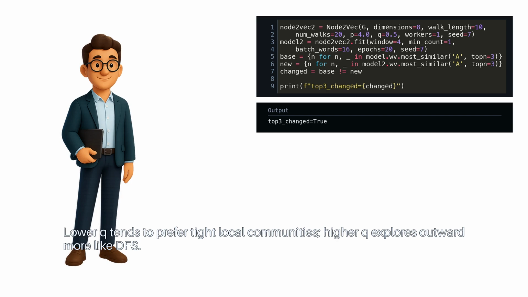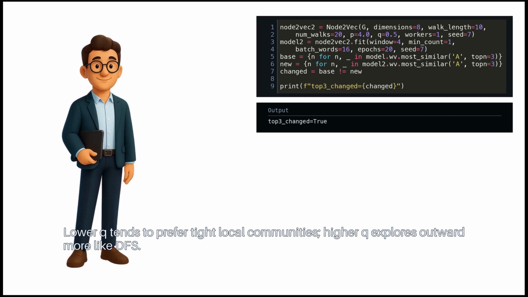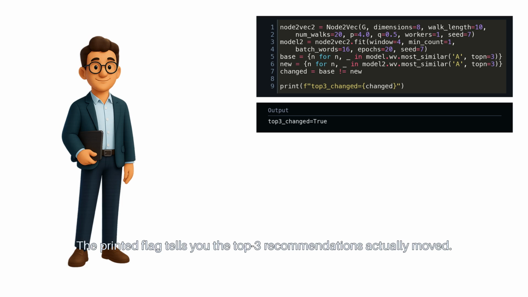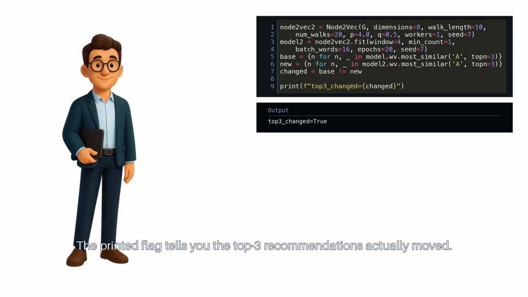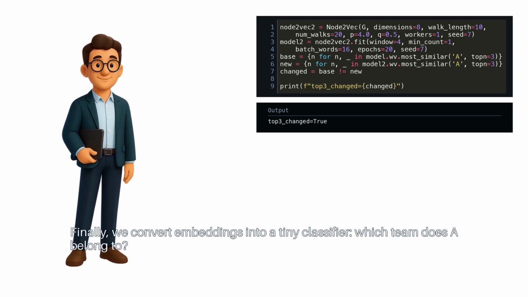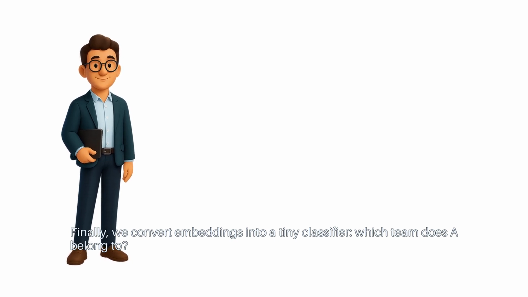Lower Q tends to prefer tight local communities. Higher Q explores outward more, like DFS. The printed flag tells you the top 3 recommendations actually moved. Finally, we convert embeddings into a tiny classifier. Which team does A belong to?